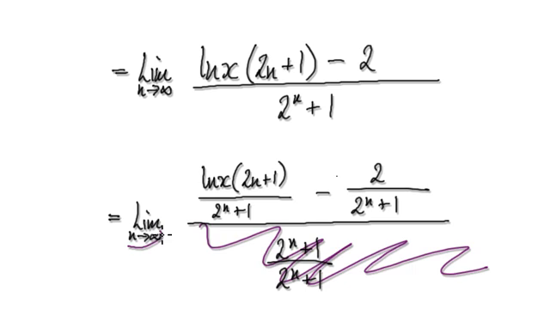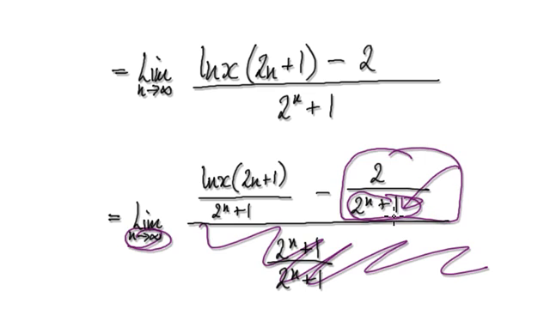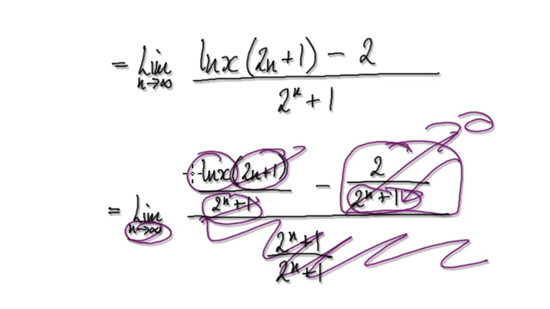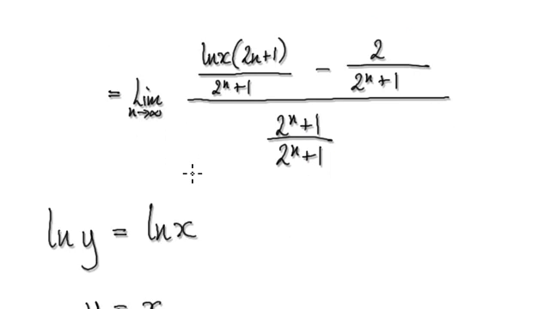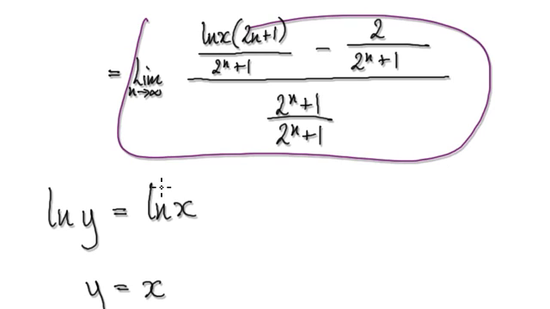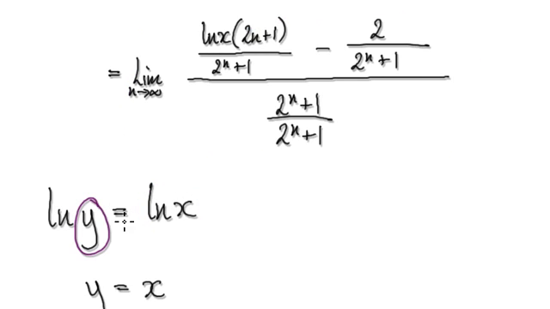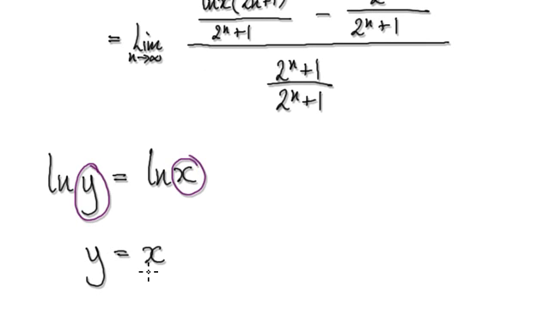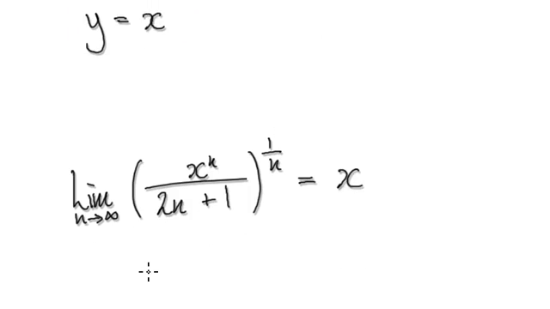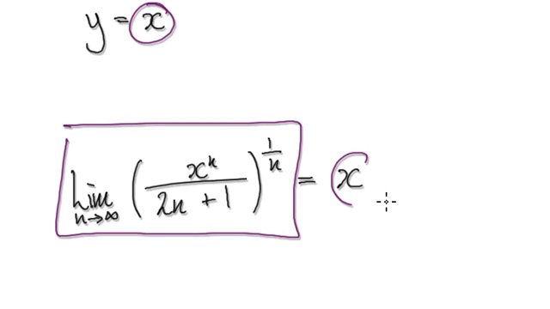And then as n gets bigger and bigger, as n heads towards infinity, you can see that this is going to become massive. 2 divided by massive is going to head towards 0. And then these two are exactly the same. They cancel each other out, leaving you with just natural log of x. So after all that, if you tidy this up, it will head towards natural log of x. So the natural log of y equals natural log of x. That can only mean that y equals x. So the limit of this whole thing here is actually x.